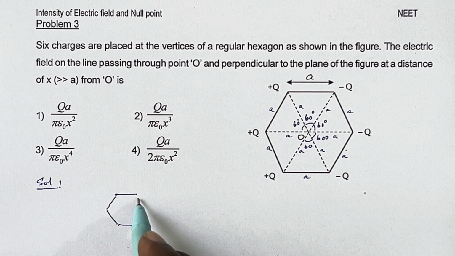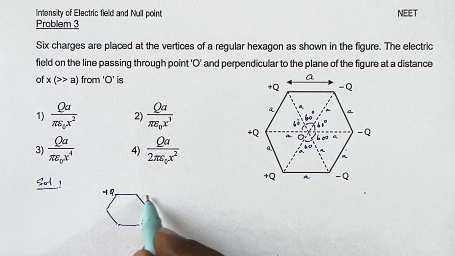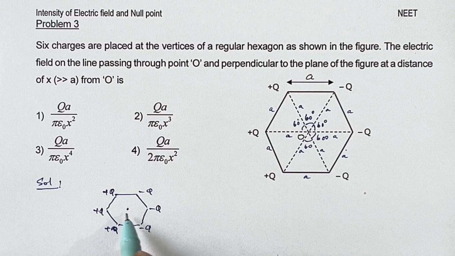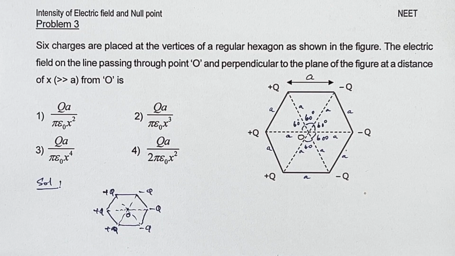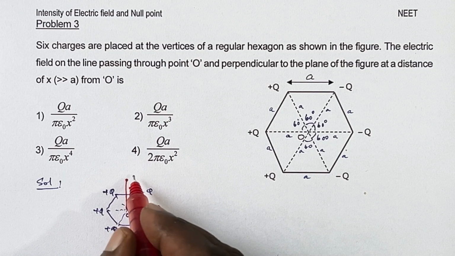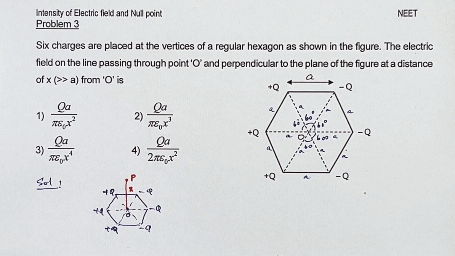Take this regular hexagon. This is plus q, this is minus q, this is plus q, this is minus q, this is plus q, and this is minus q. This is the center O. From the center at distance x, here at point P, we have to find the electric field.